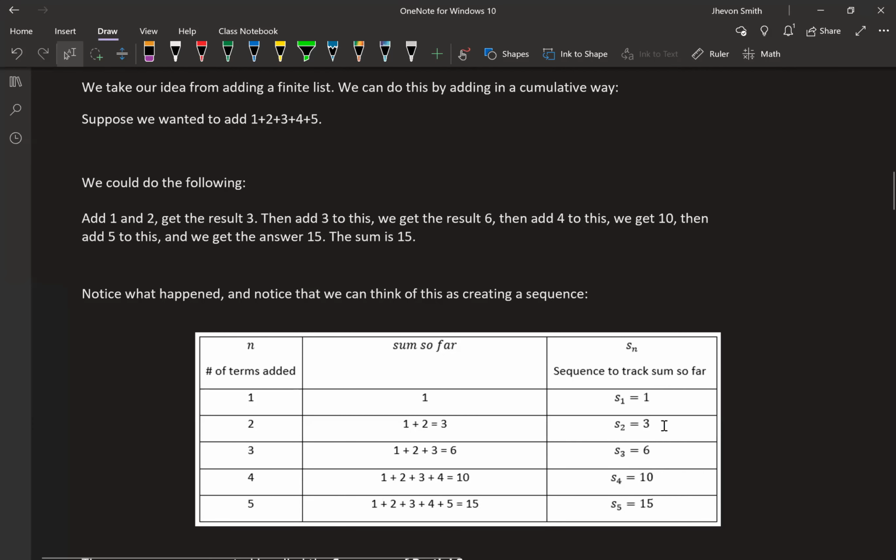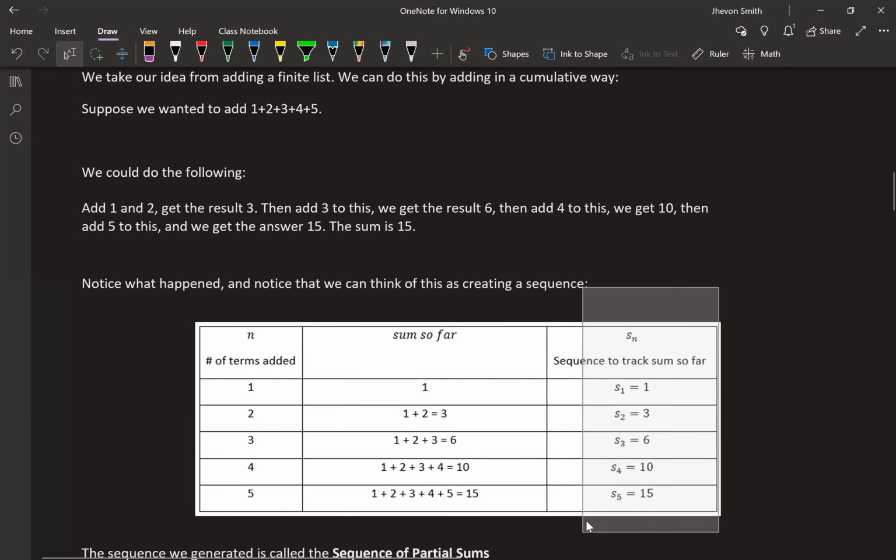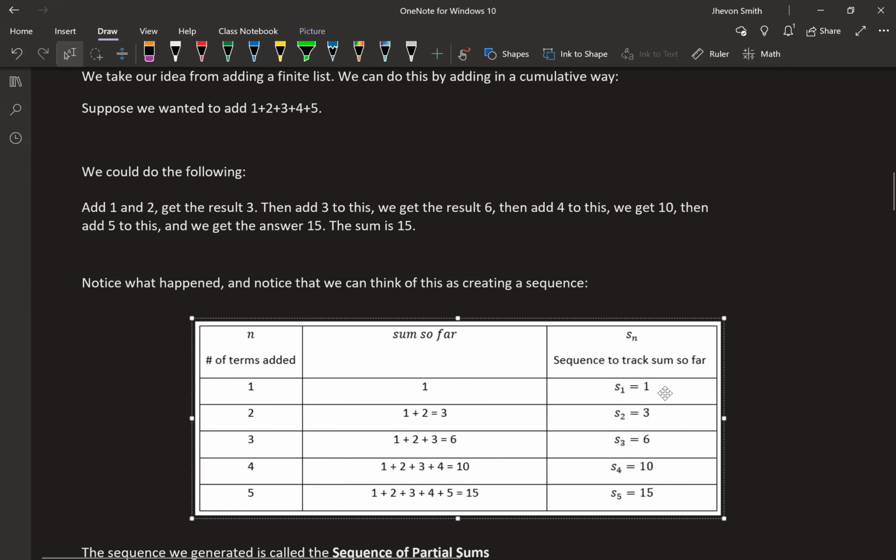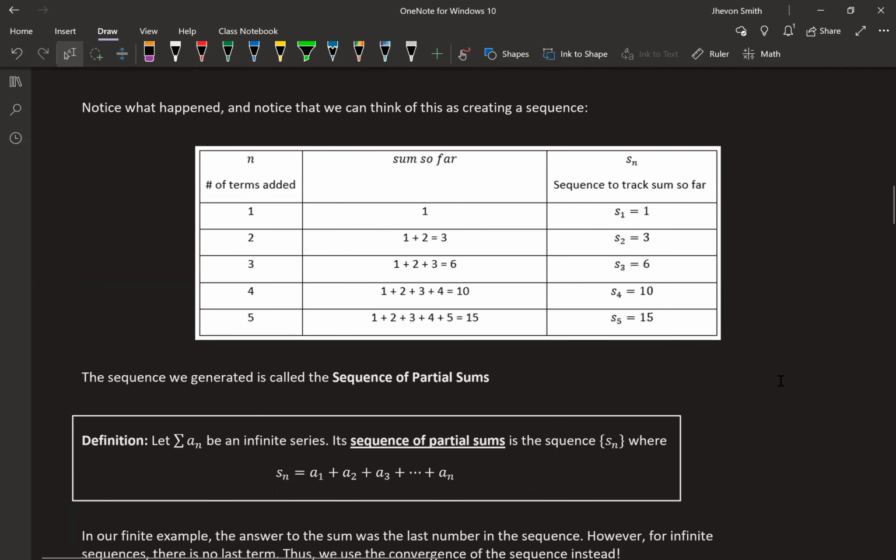Notice that I can think of this as creating a sequence over here, S sub n, where my S sub 1 is 1, my S sub 2 is 3, my S sub 3 is 6, my S sub 4 is 10, my S sub 5 is 15. This kind of sequence, a sequence used to track these successive sums, is called a sequence of partial sums. That's what this is called, right?